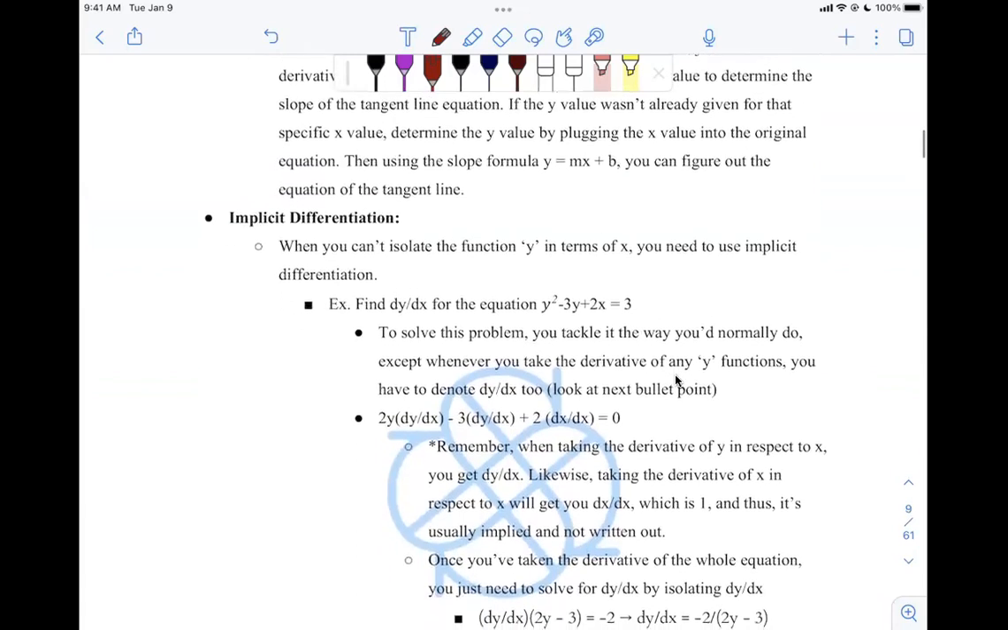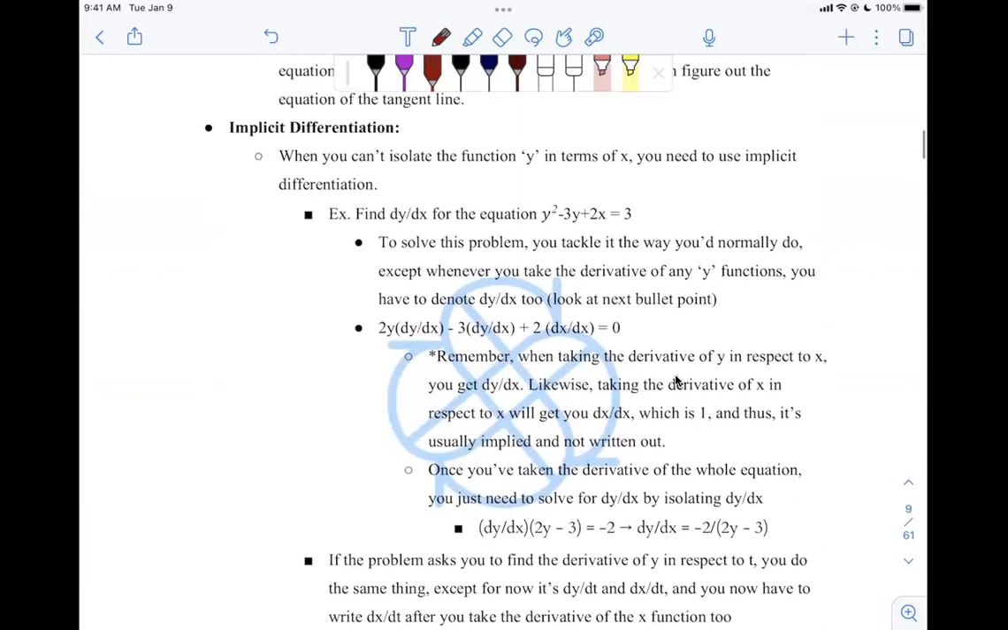We learned about implicit differentiation. Sometimes you can't isolate y in terms of x, but you still want to find dy/dx. So you can differentiate directly, basically using the chain rule. For example, here we have y squared minus 3y plus 2x equals 3. So we can differentiate in terms of x.